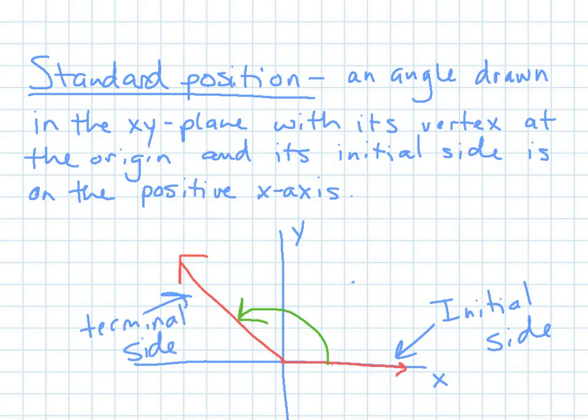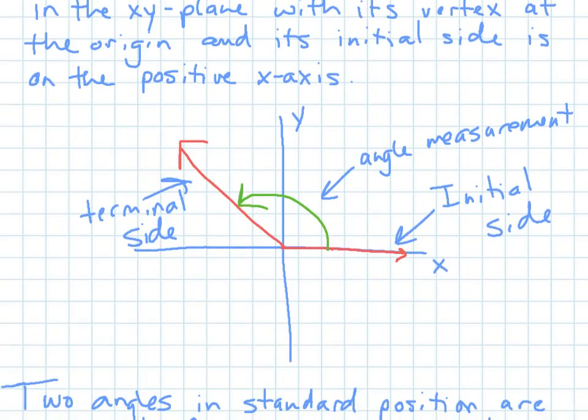Okay, so looking at this one, this would be your angle measurement, and that could be in degrees or radians. So now all of this together is considered standard position. When your angle is drawn in the xy plane, the vertex is at the origin, and the initial side is at the positive x-axis. Like I said, it's going to the right, or opening to the right. So this is how we'll normally draw our angles, because this leads into another thing that we'll talk about later.